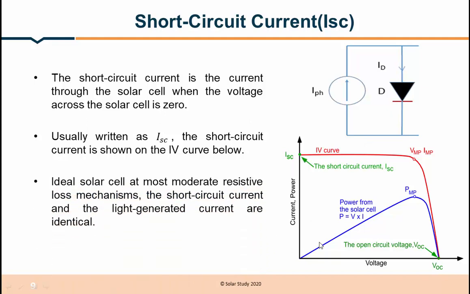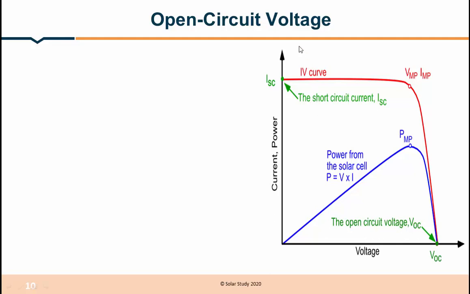And we will also see the power curve. Power is nothing but voltage times current. That we can see here. This blue line indicates the power curve. This red line indicates the IV curve. Next, we will see the open circuit voltage.